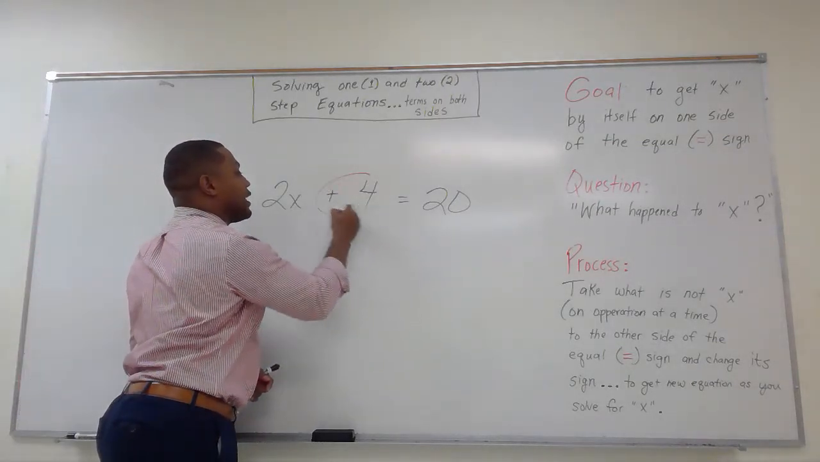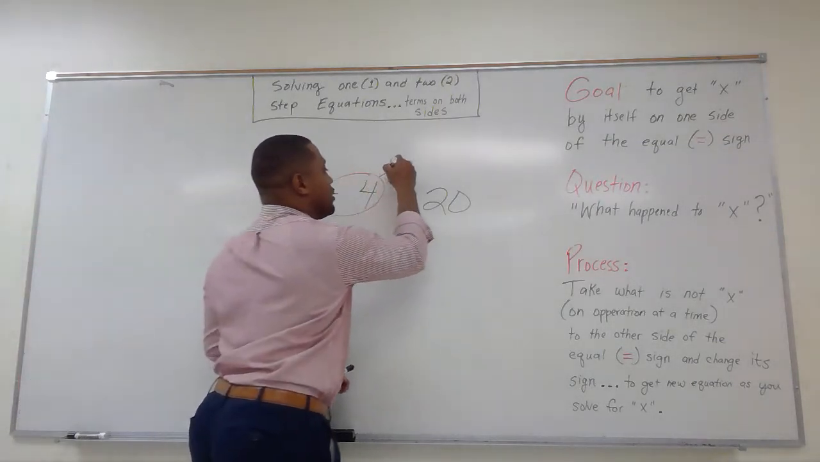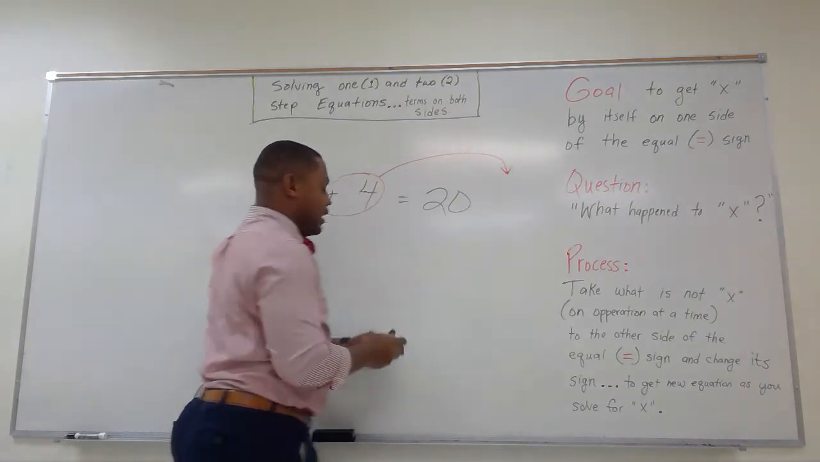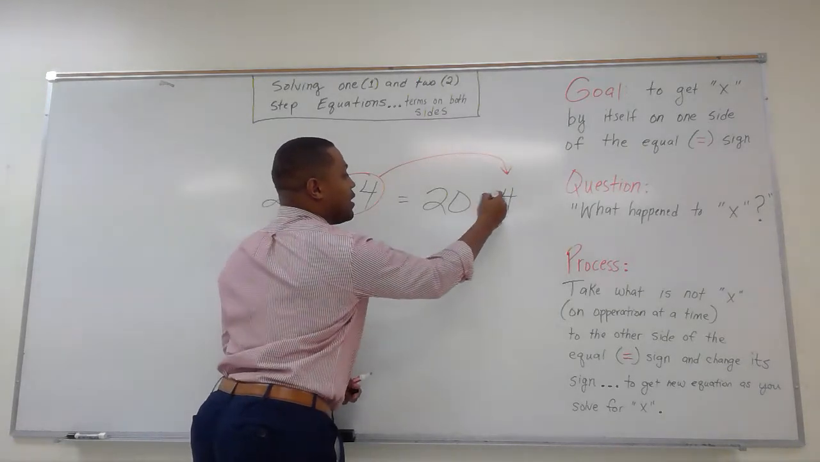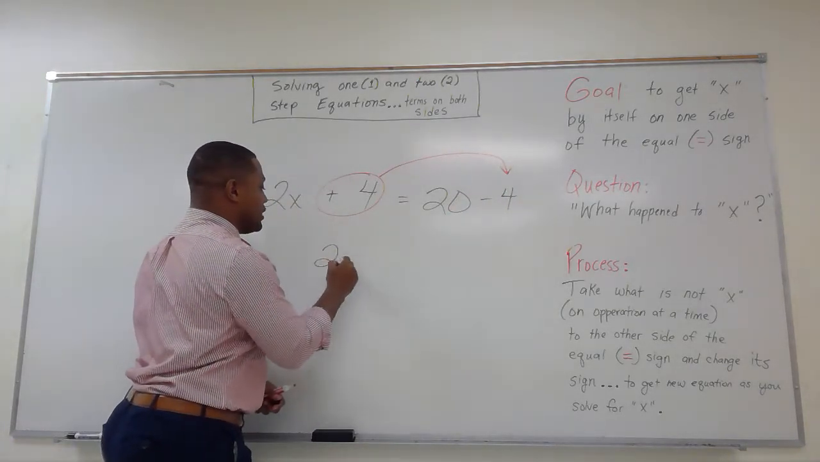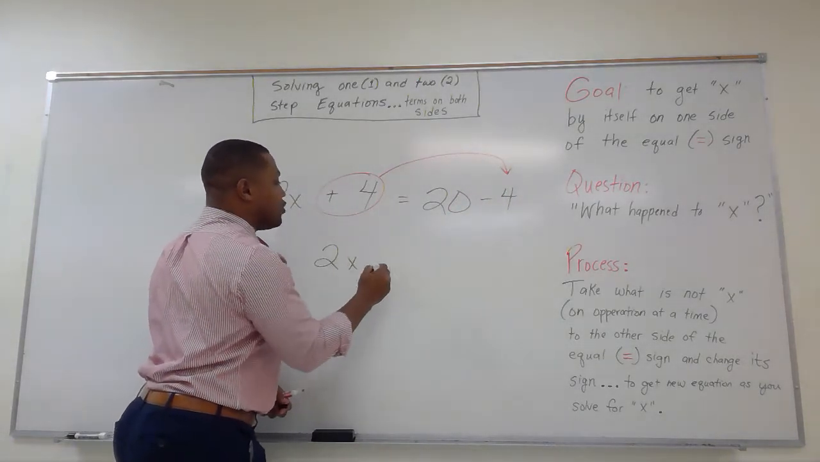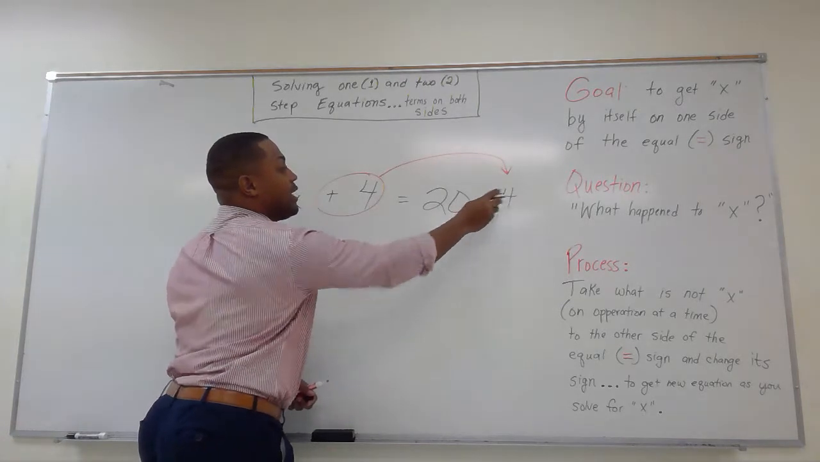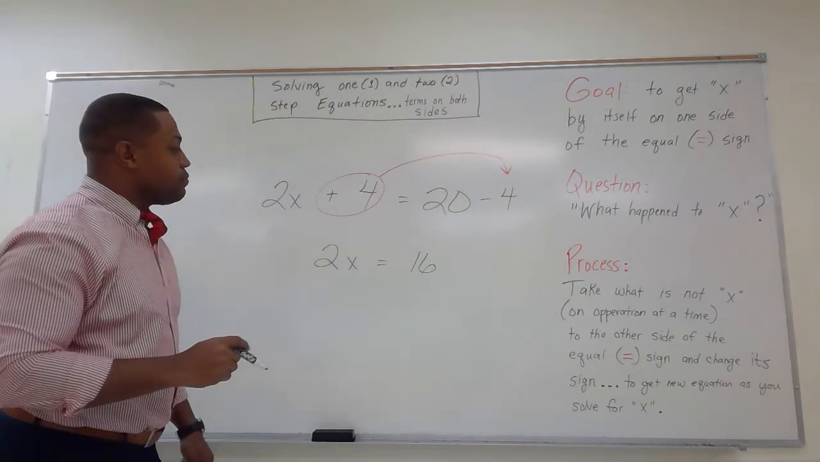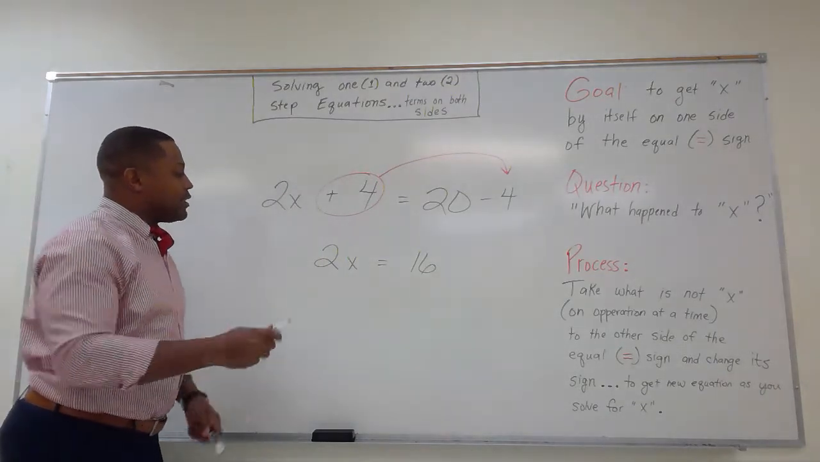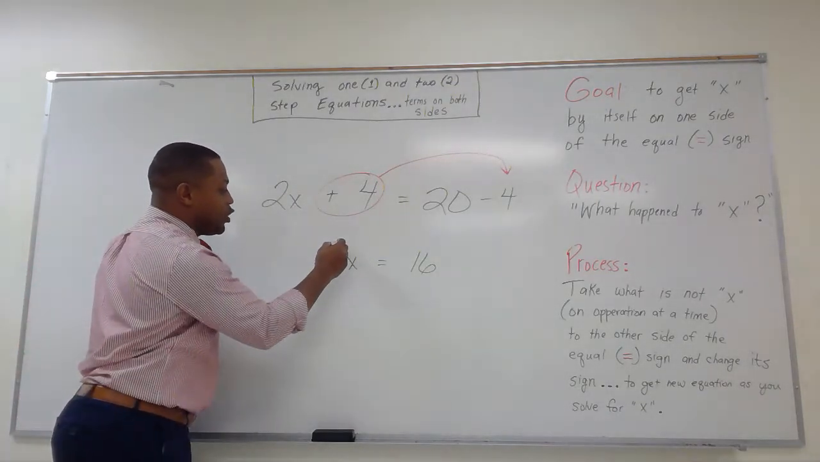So I'm going to start, like I said, with addition or subtraction. That's addition. I'm going to take it to the other side of the equal sign and change the sign. And now my new equation is, since I moved this 4 out of the way, 2x equals 20 minus 4, which is 16. Still haven't reached my goal yet because there's a 2 over here.